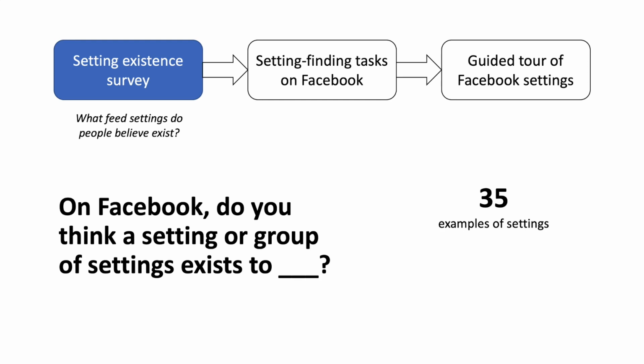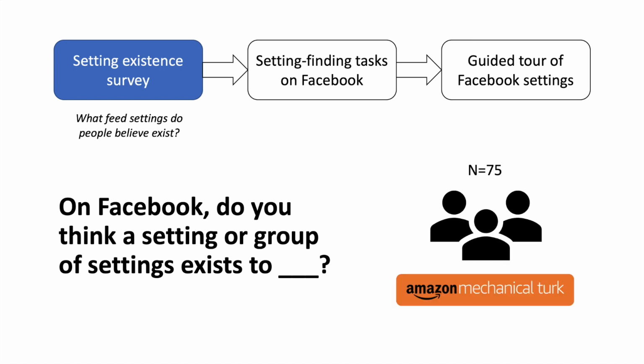The first part of the study, the settings existence survey, was a series of 35 questions worded, on Facebook, do you think a setting or group of settings exists to blank? We picked examples of settings to represent the categories of feed settings we developed earlier. In addition, to better assess knowledge, 11 of the settings were examples that did not exist on Facebook. In addition, to collect more data, we ran just this part of the study on Amazon Mechanical Turk.